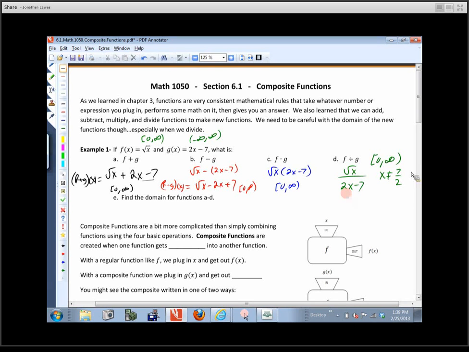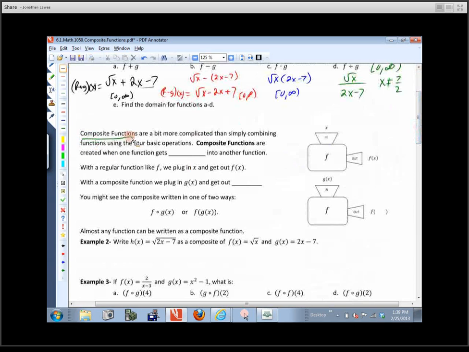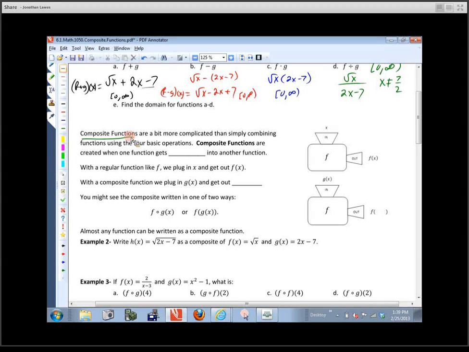So we found each one of those, and now we're going to talk about something different. This is called a composite function. It's a little bit more complicated type of algebra that we do with functions. Composite functions are created when one function gets plugged into another function.